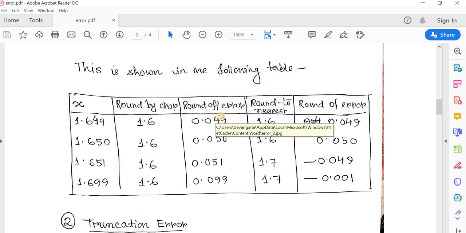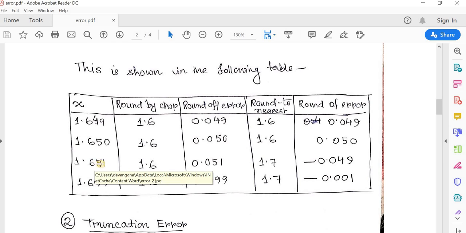So what is the round off error here? The round off error is x minus this, so it will be 0.049. This is 0.050. Similarly, these two numbers. Then the second one is, if we round to the nearest, what will be the value of x? This is 1.6. Then this is also 1.6.